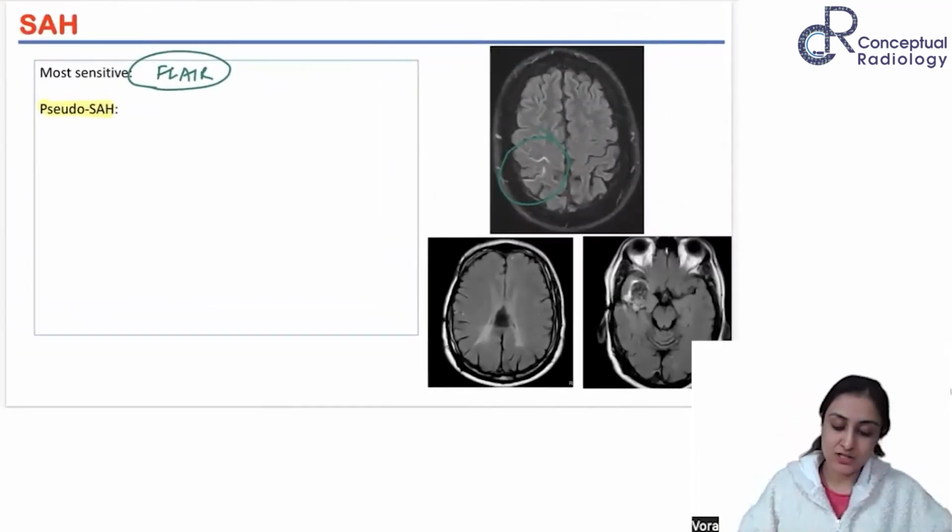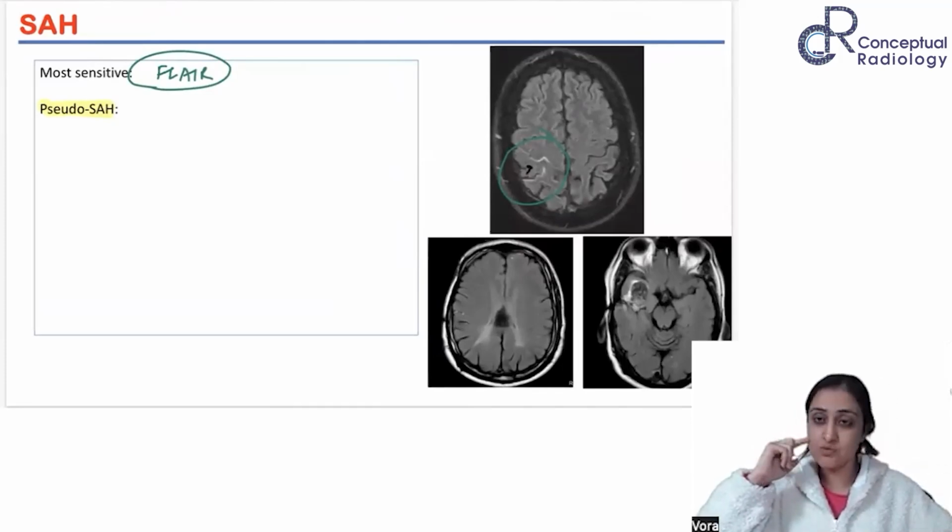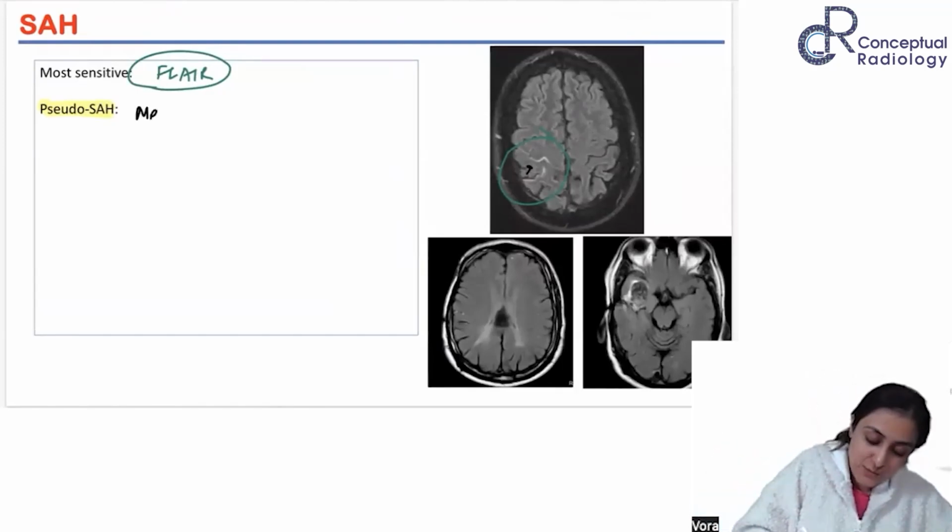I want answers from you here. What are the DDs of this? Don't tell me SH. That is one I am only telling, that SH will be one cause of sulcal hyperintensity. What are the other DDs of this? Very good. Very nice. One is meningitis.